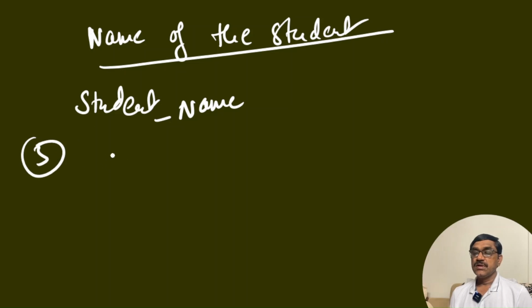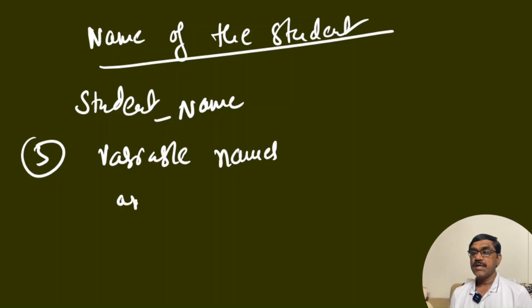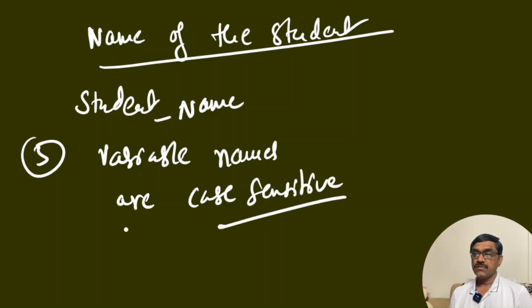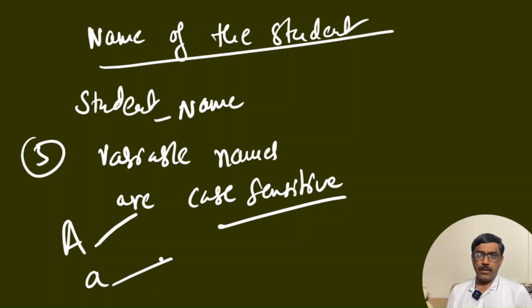Now, the fifth one is variable names are case sensitive. This is the fifth convention or fifth rule. What do you mean by case sensitive? For example, I'm going to use a variable like this. The variable I'm using is capital A. Next, I'm using small a. This is different and this is different. Uppercase letters and lowercase letters are treated as different variables. This is about the fifth convention.